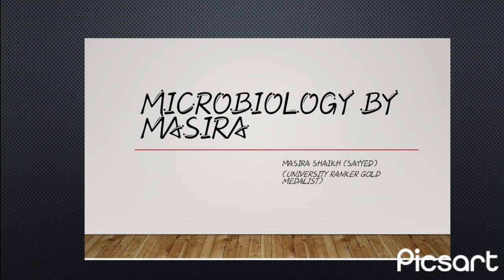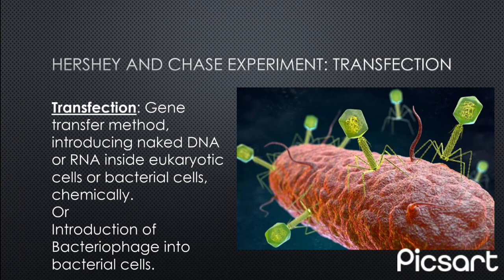In today's lecture, we are going to see the Hershey and Chase experiment of transfection. We have seen Griffith's experiment showing the transforming principle, and the second one was the Avery, MacLeod and McCarthy experiment, which also shows that DNA acts as a genetic material. The links for both these videos will be in my description box. Please do check them out. Now let's see the transfection.